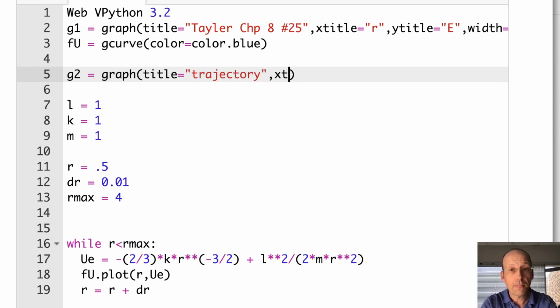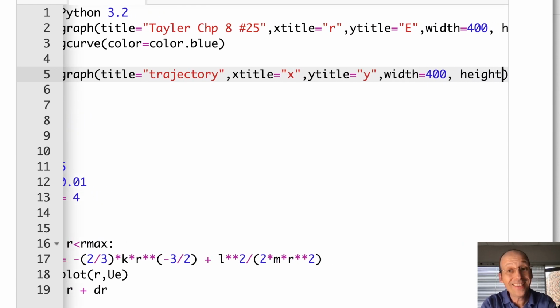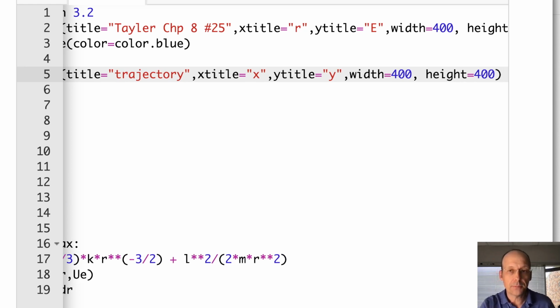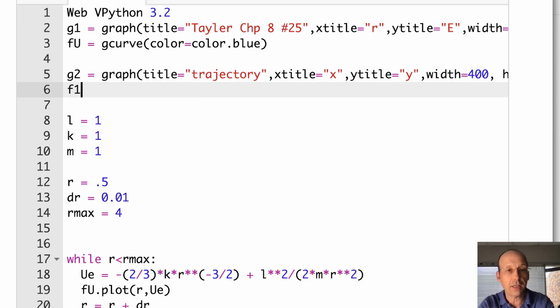X title equals X. Y title equals Y. Width equals 400. Height equals 400. It's a trajectory, right? I want to make them the same dimensions. And now I need something to plot. Let's just call it F1 equals gcurve.